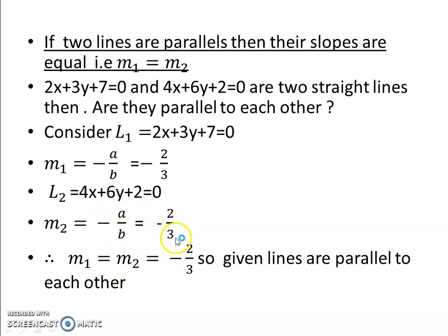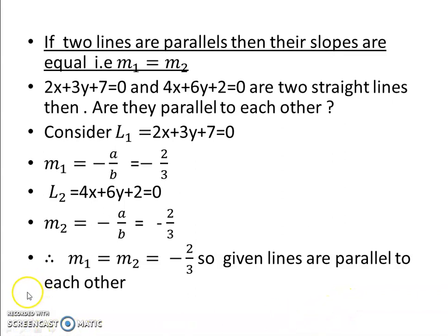So now here M1 and M2 give minus 2 upon 3. So given lines are parallel to each other. If two lines are parallel, their slopes are equal, and vice versa. If slopes are equal, then the two lines are parallel.